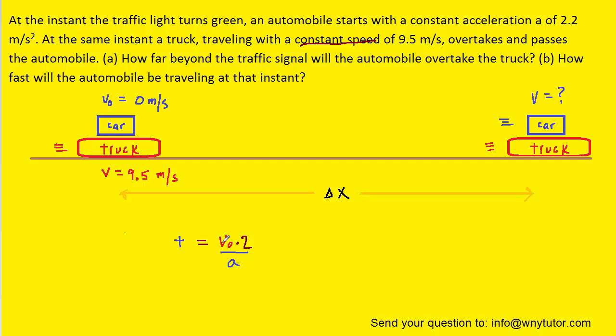Now we recall that the red corresponds to the values for the truck and the blue are the values for the car. The car was accelerating at a rate of 2.2 meters per second squared, and the initial velocity of the truck was 9.5 meters per second, so we can plug in and solve for time. And when we do that, we get approximately 8.6 seconds.